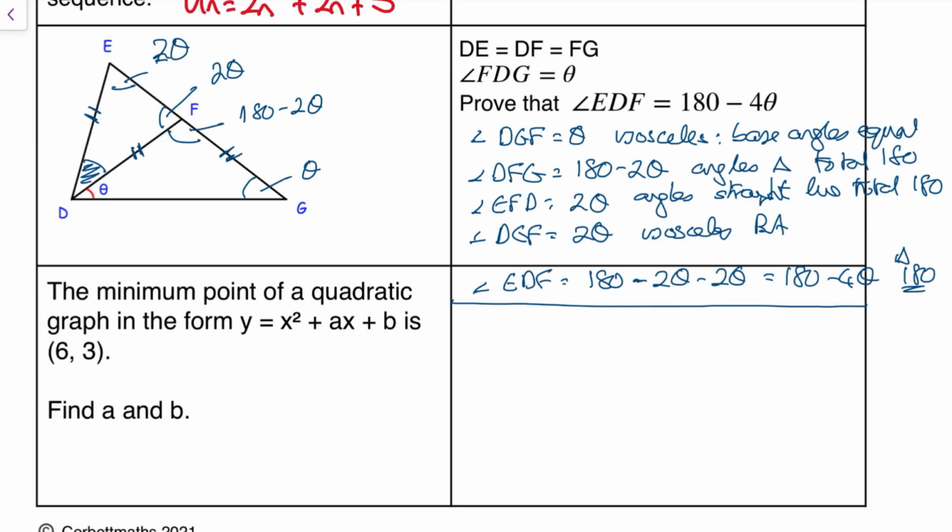The minimum point of a quadratic graph in the form x squared plus ax plus b is (6, 3). Find a and b. Okay, there's two ways of doing this. So way one is to expand two linear brackets, then compare. Way two is slightly clever.